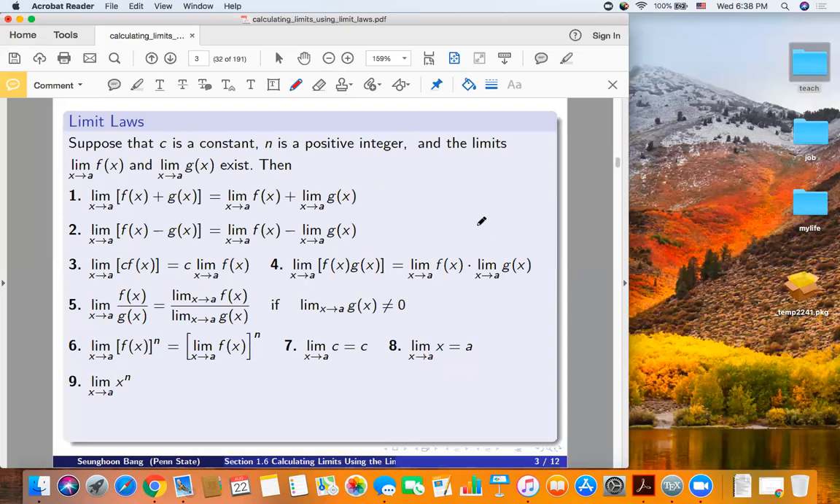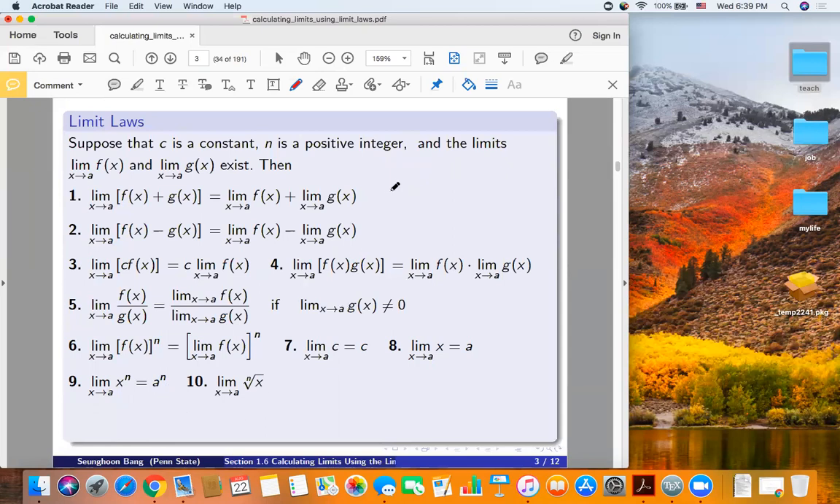The 9th one: limit of x to the n as x value approaches a. I'm going to give an example here. Limit as x approaches 2 of x squared. What do you think? What is the answer? 4. You're right. This is the same rule. You plug 2 into x, the answer is 2 squared, which is 4. So what does it mean? Only plug a into x, a to the power n. This is the answer.